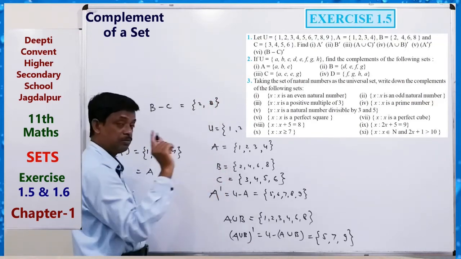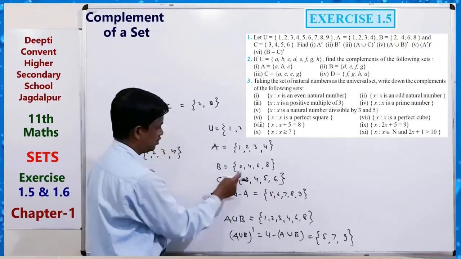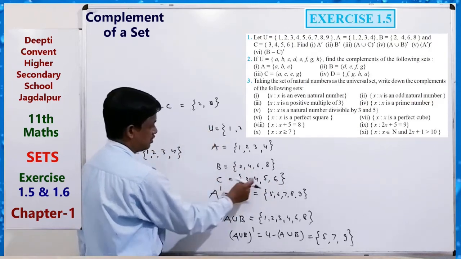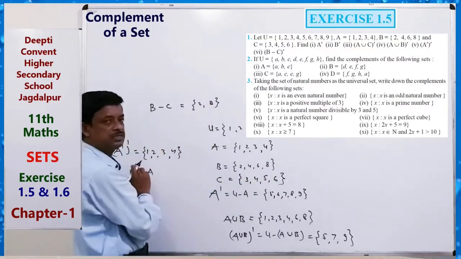Belongs to B but not belongs to C. Belongs to B, 2. There is not 2 in C, so 2. 4 here, 4. Cancel. 6 here also cancel. 8 is not here. So B minus C equal to this.